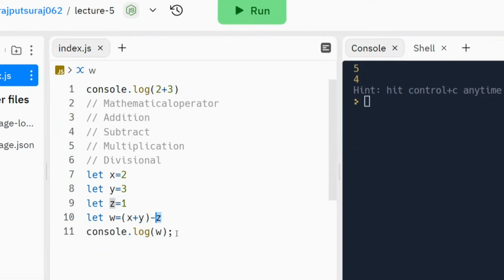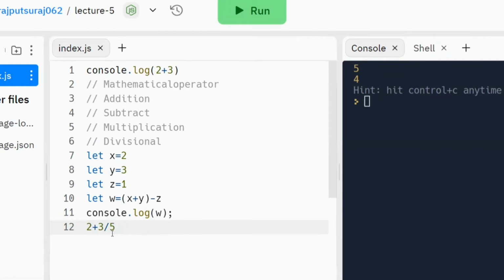So if you want to write anything with mathematical operators, you have to remember the BODMAS rule that you learned in 6th or 7th standard. If you know what BODMAS is, you can also apply it here. So if you want to write 2 plus 3 divided by 5, what will be the output here?